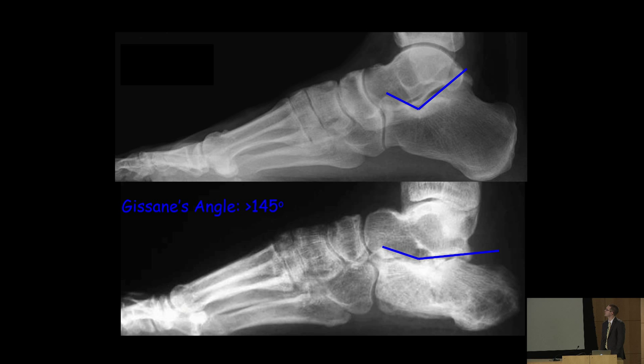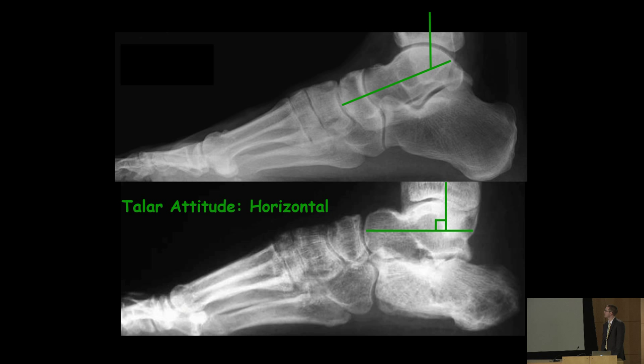Böhler's angle is very acute, less than 25 degrees. The posterior facet's been driven inferiorly into the body of the calcaneus, and the height has been lost. And then finally, as a result of these, the talus takes a more horizontal position relative to the normal foot. This leads to impingement between the talus and the distal tibia. It alters the biomechanics of the subtalar joint and the talonavicular joint.